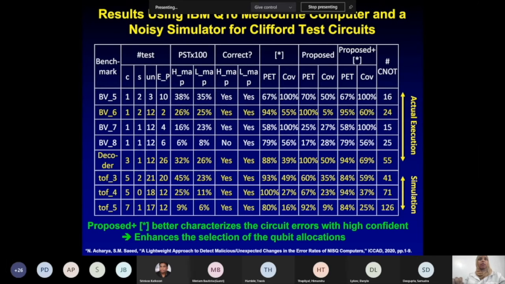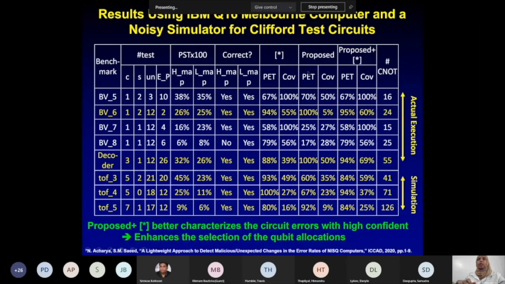And so in the experimental results, we try to evaluate these ideas and the effectiveness of these test circuits. We use several benchmark circuits executed on the Melbourne quantum computer. And you see in this column, this is our proposed approach. We measure the percentage of effective tests and also the coverage metric.